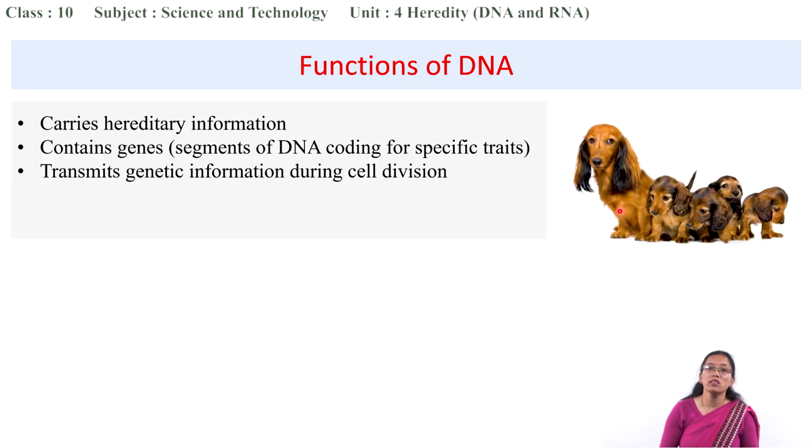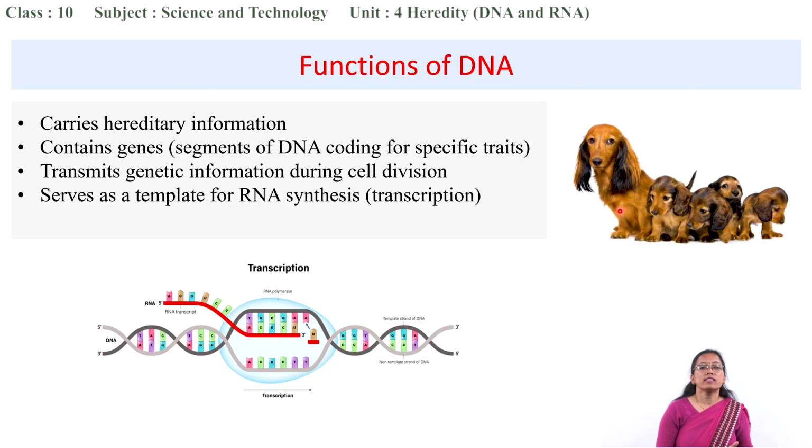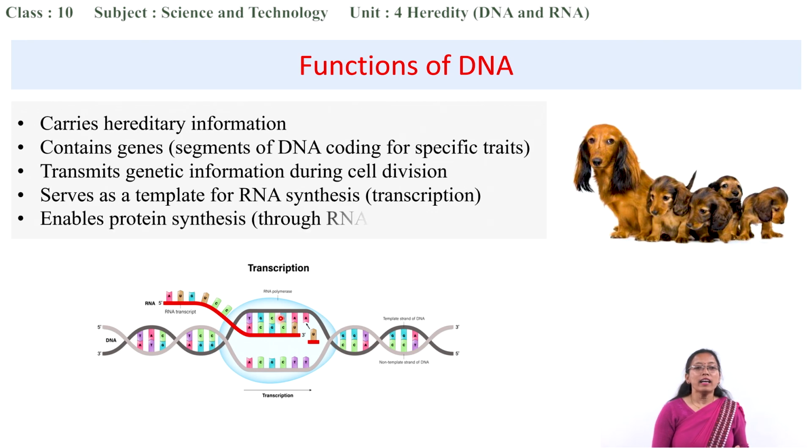Already we have discussed in the previous class about cell division, where we have seen how the characteristics are transferred from parents to daughter cells, and DNA serves as a template for RNA synthesis. Here RNA synthesis also occurs from the DNA, which is called transcription, and it enables protein synthesis. That means RNA is the main molecule for protein synthesis, and that RNA is formed from the DNA. So DNA is also responsible for protein synthesis.